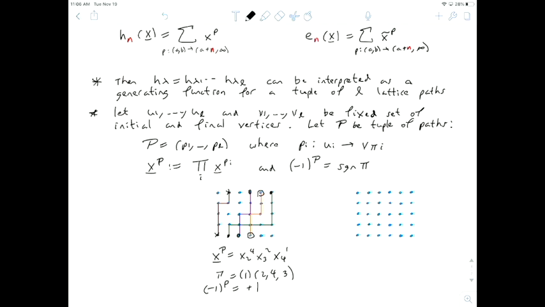And then the x's just tell me how many steps I have at each height. So I have 4 steps in total at height 2, 2 steps at height 3, and 1 step at height 4, which is just multiplying the weights, like how many steps you have at each height. Okay? And then I'm going to say that the sign of the path configuration is the sign of the permutation of your endpoints.